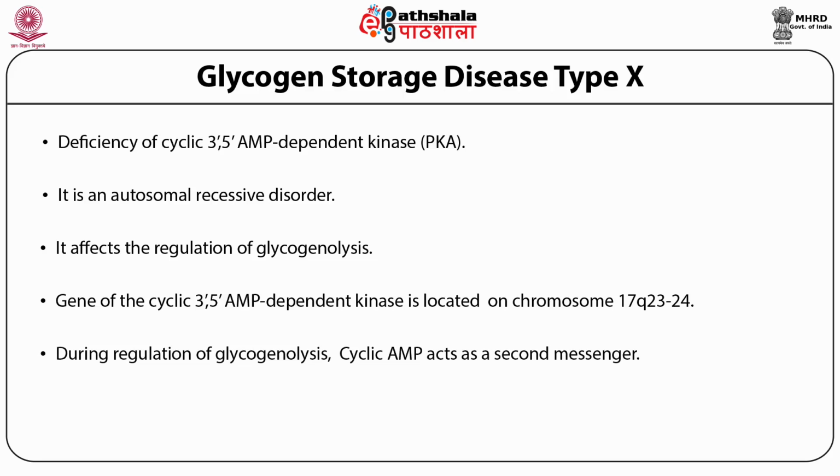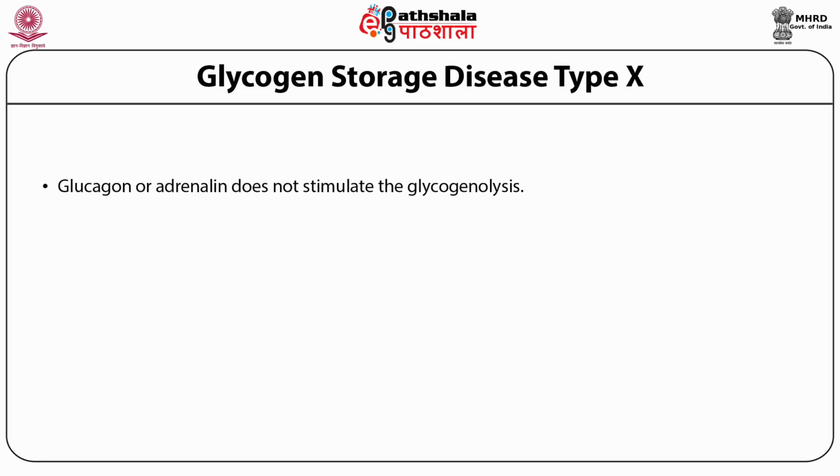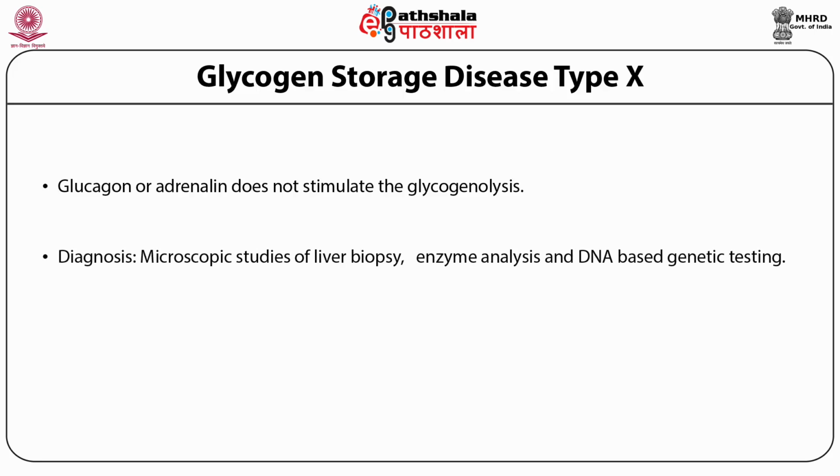During regulation of glycogenolysis, cyclic AMP acts as a second messenger. The symptoms include asymptomatic hepatomegaly. Glucagon or adrenaline does not stimulate glycogenolysis in such cases. The diagnostic part includes microscopic studies of the liver biopsy, enzyme analysis and DNA-based genetic testing.